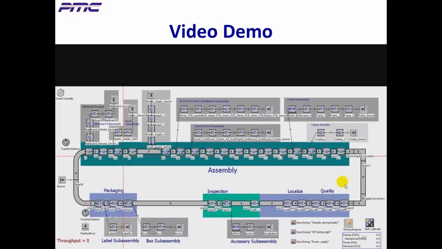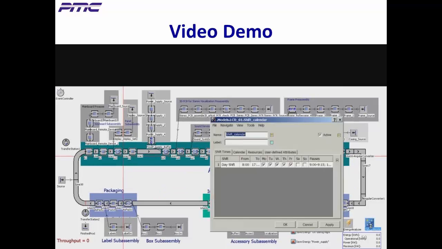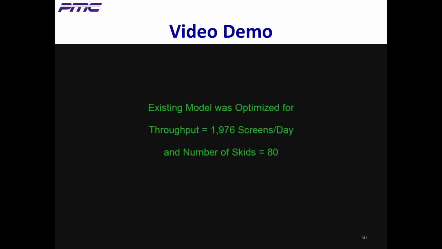As you can see in our shift calendar, we are running a 9.5-hour shift from 8 a.m. to 5:15 p.m. with a 15-minute pause or break at 9 o'clock, a 45-minute lunch break at 11:30, and another 15-minute break at 2 o'clock. Using Plant Simulation's powerful traditional modeling and analysis tools, the existing model was optimized for a maximum throughput of 1,976 screens per day.